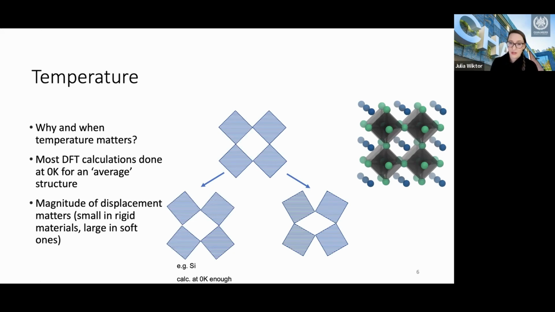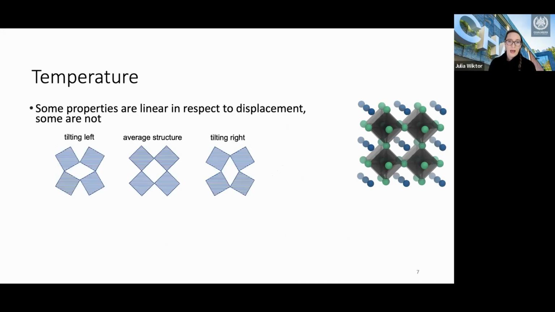And then in other materials, softer ones, we will have very strong movement. So at any time and locally, atoms can be very far from their average positions, like in halide perovskites, where calculations at 0 Kelvin won't be enough. And then the other thing is related to what we want to calculate, which property, because we can say that some properties are kind of linear with the displacements and some are not.